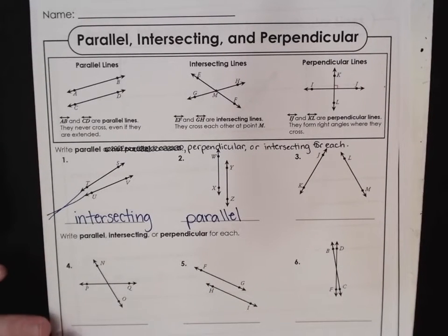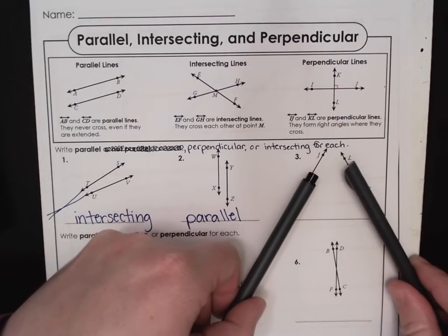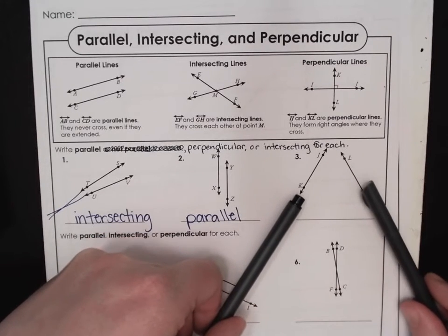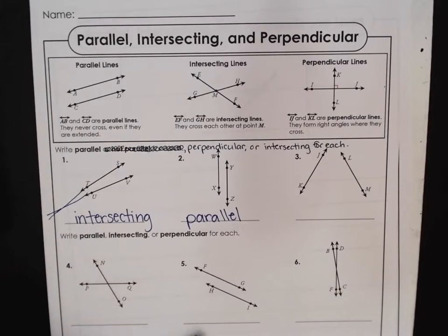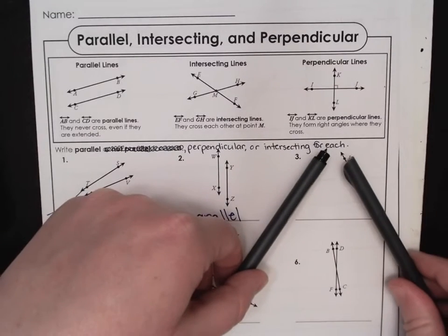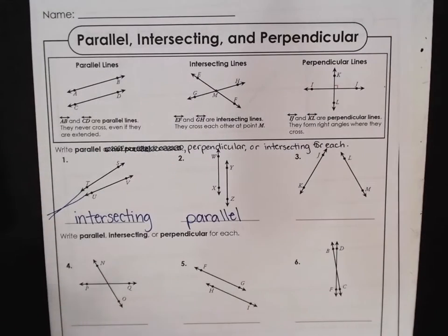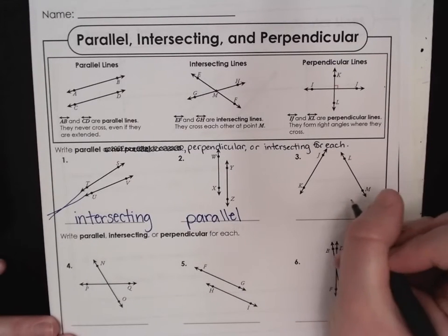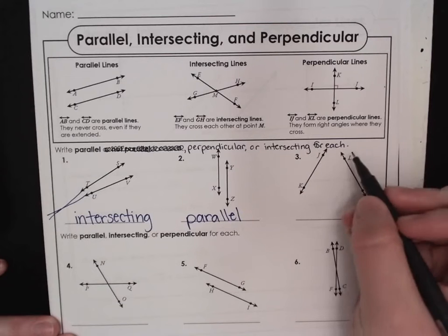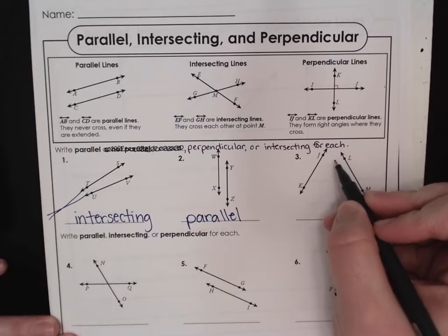And number 3, I have line KJ and line LM. So if I extend these lines in this direction, they're getting more and more and more spaced out. Whereas if I extend them at the top, they're coming together and they're eventually going to cross over one another. So these lines are intersecting. They're not touching yet, but they will touch because this space is getting smaller down here.